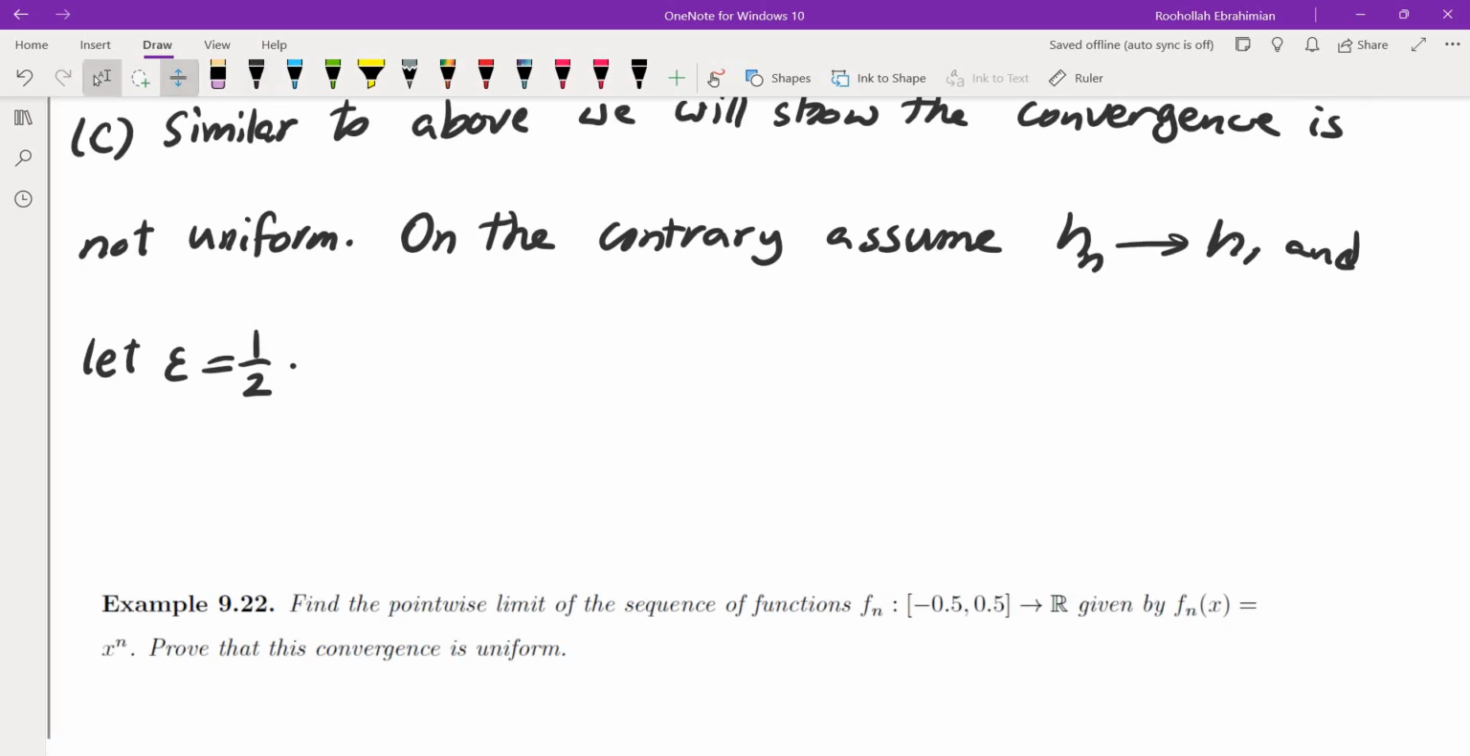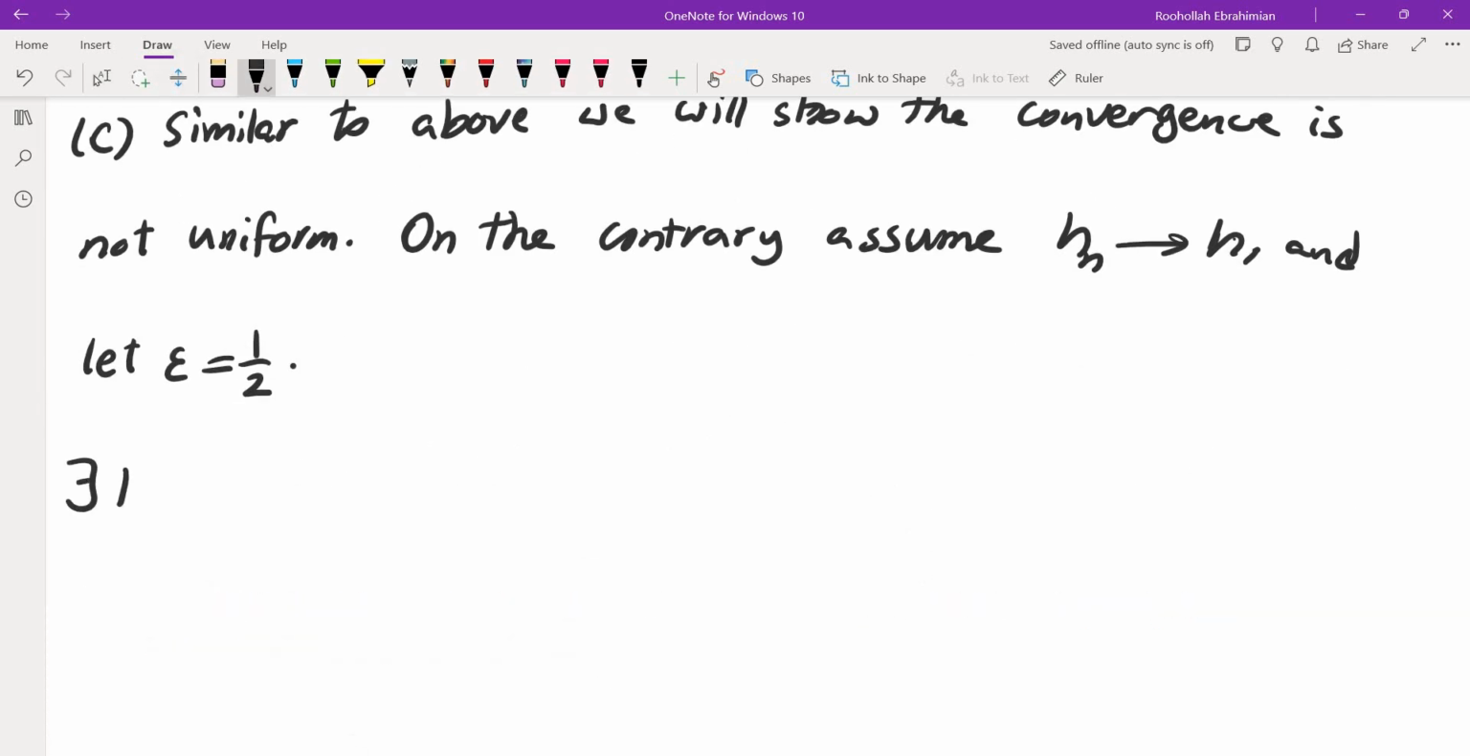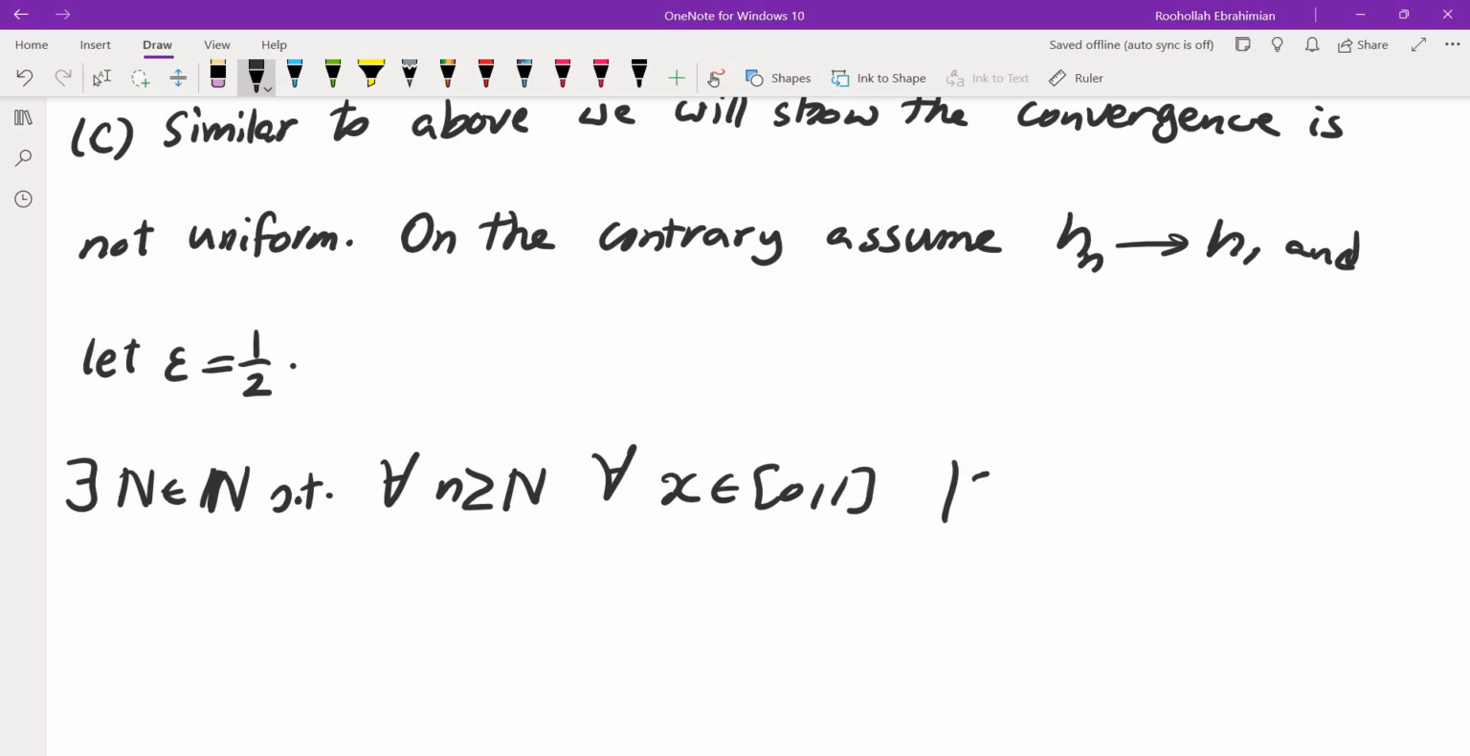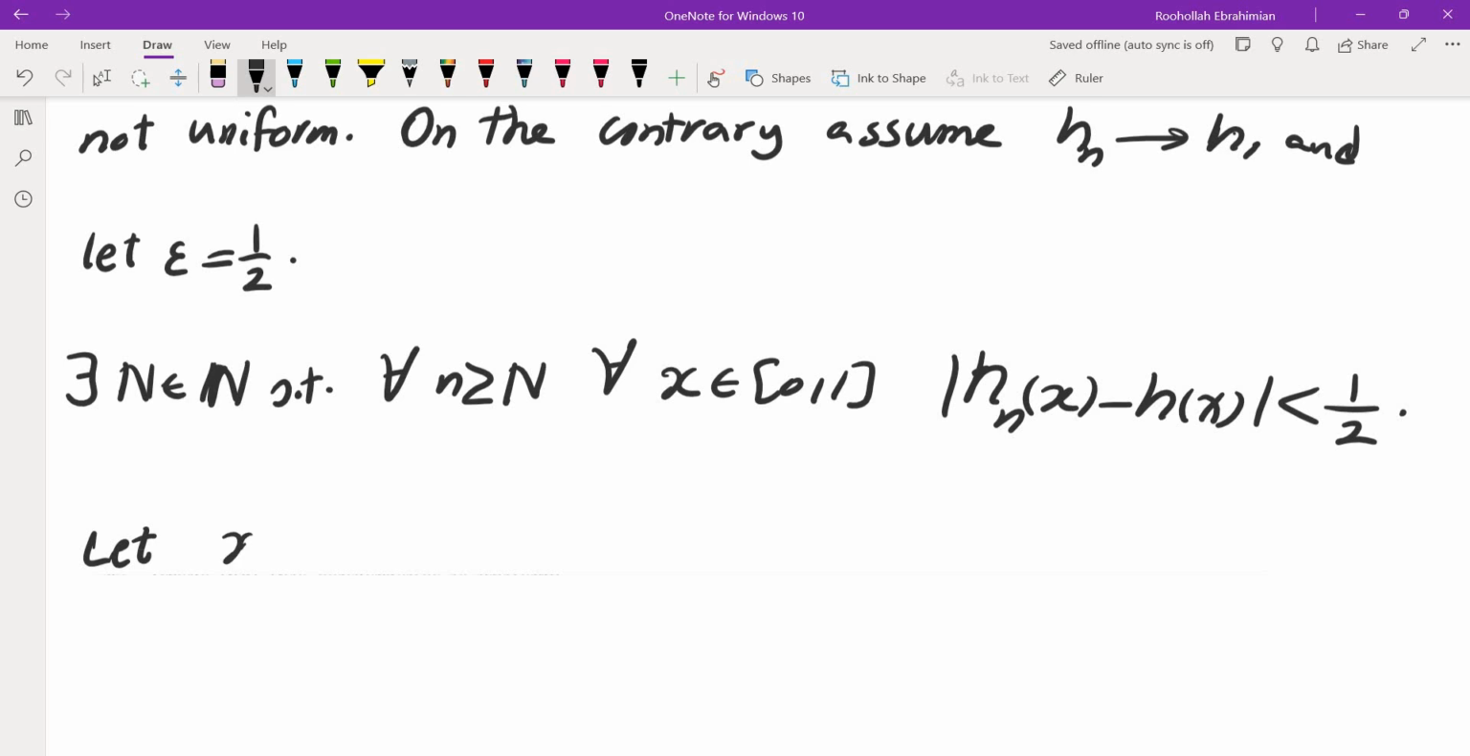So that means there is some positive integer N such that for every n greater than or equal to N, and for every x inside [0, 1], the distance between Hn of x and h of x is less than 1/2. Let x be 1 over 2 to the power of N plus 1.